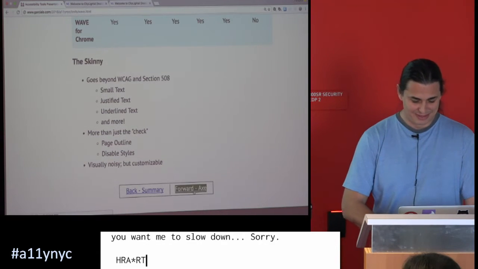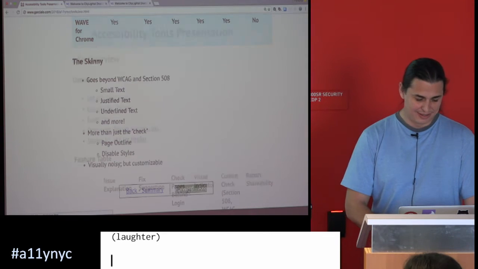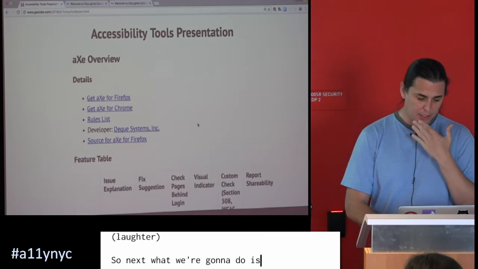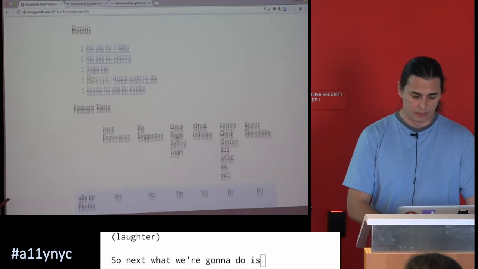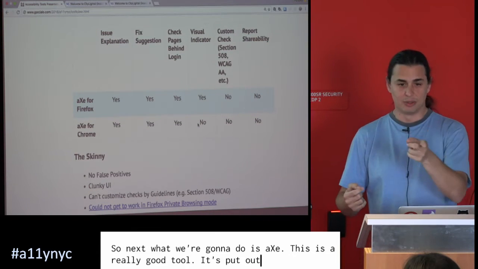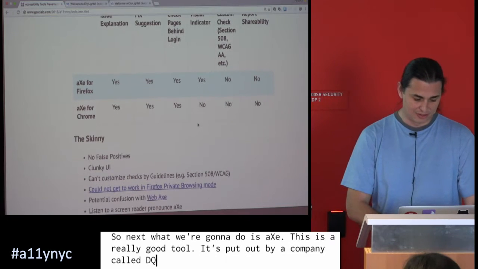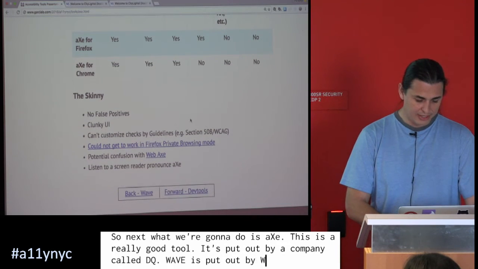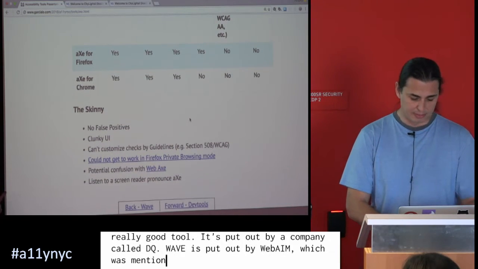All right. So the next tool we're going to do is Axe. This is a really good tool. It's put out by a company called DQ. The previous tool, Wave, that's put out by WebAIM, who was mentioned earlier in a presentation. Okay, so this is Axe. So it's put out by DQ.